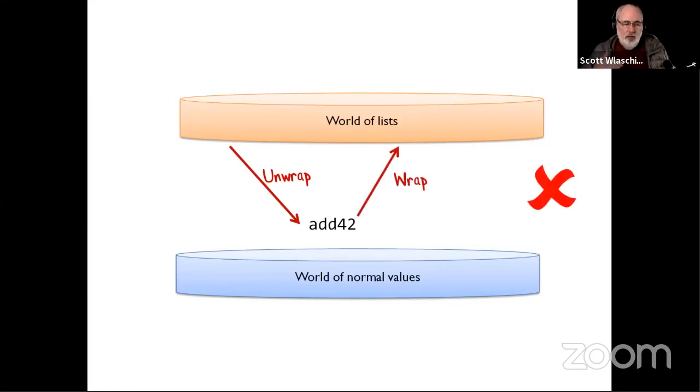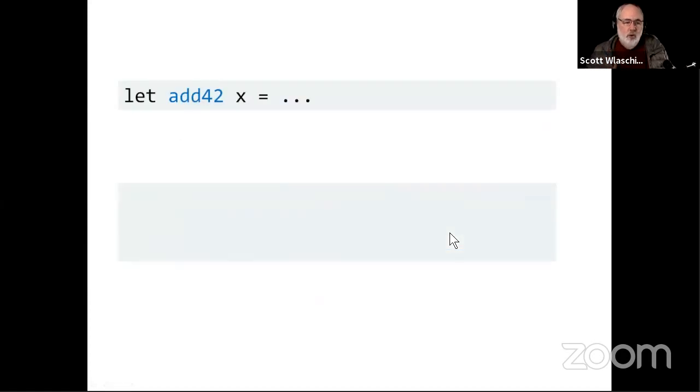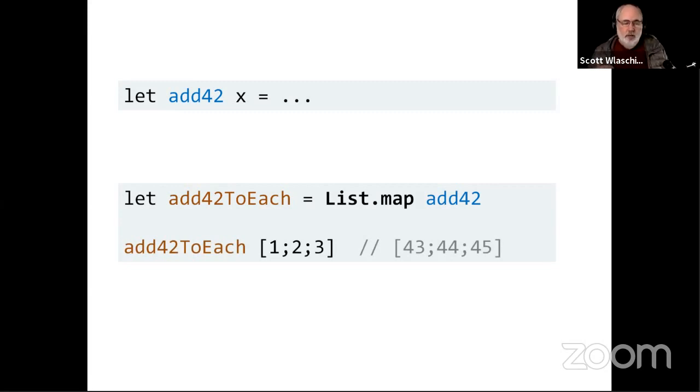We want to transform add 42 into list world. So we're going to use list.map to do that. Any function in normal world can be transformed into a function in list world using list.map. And that's the same kind of concept, even though lists and options are very different, I'm using the same idea of mapping. So if I use list.map on this function, I now have a new function that works on lists. And because it works on lists, I can pass a list in and get a list out. So that is mapping.